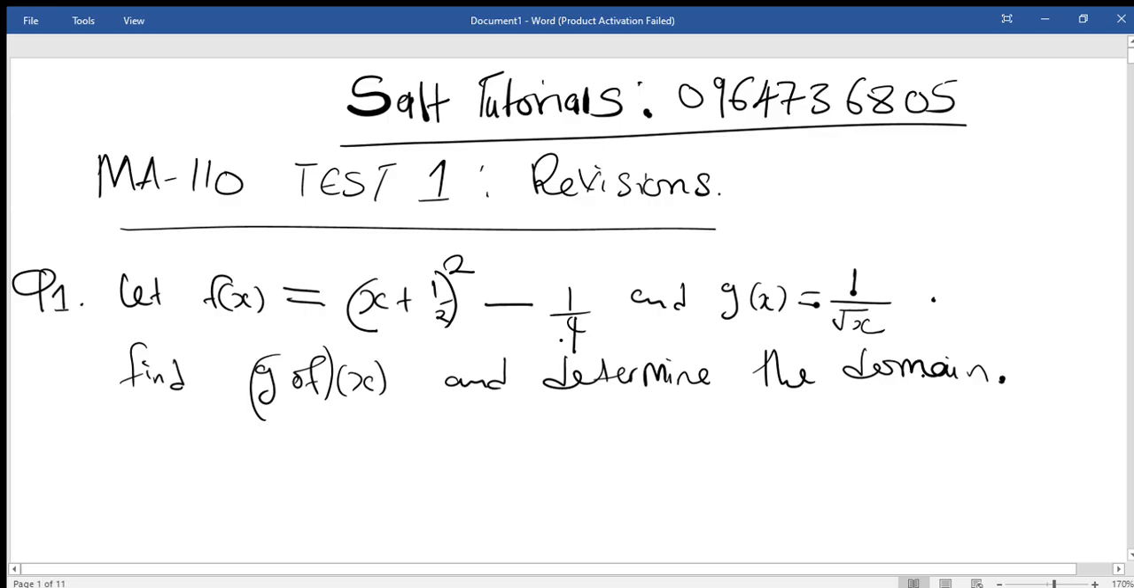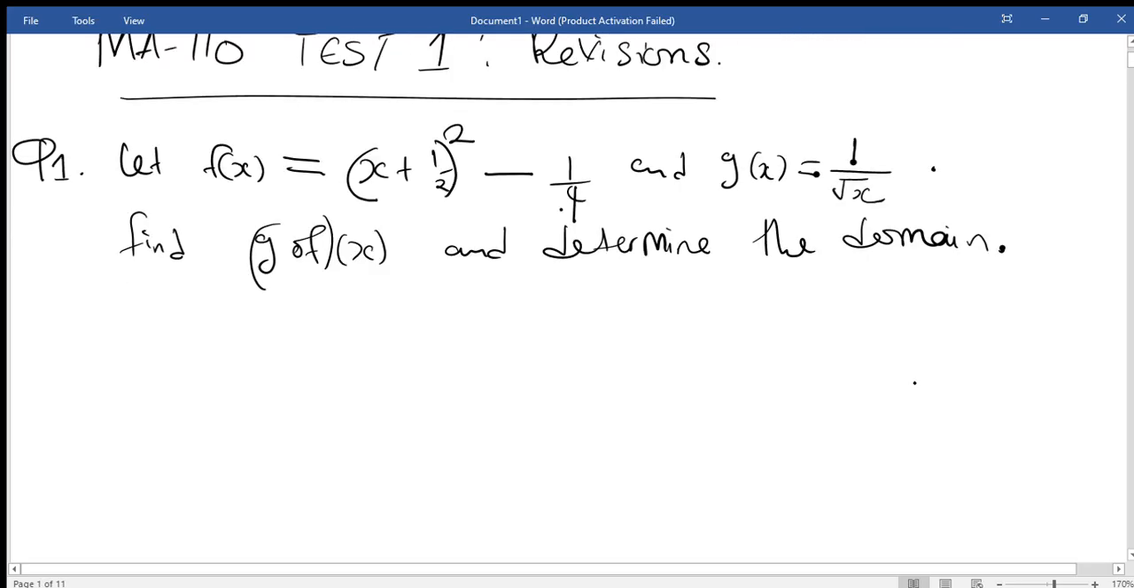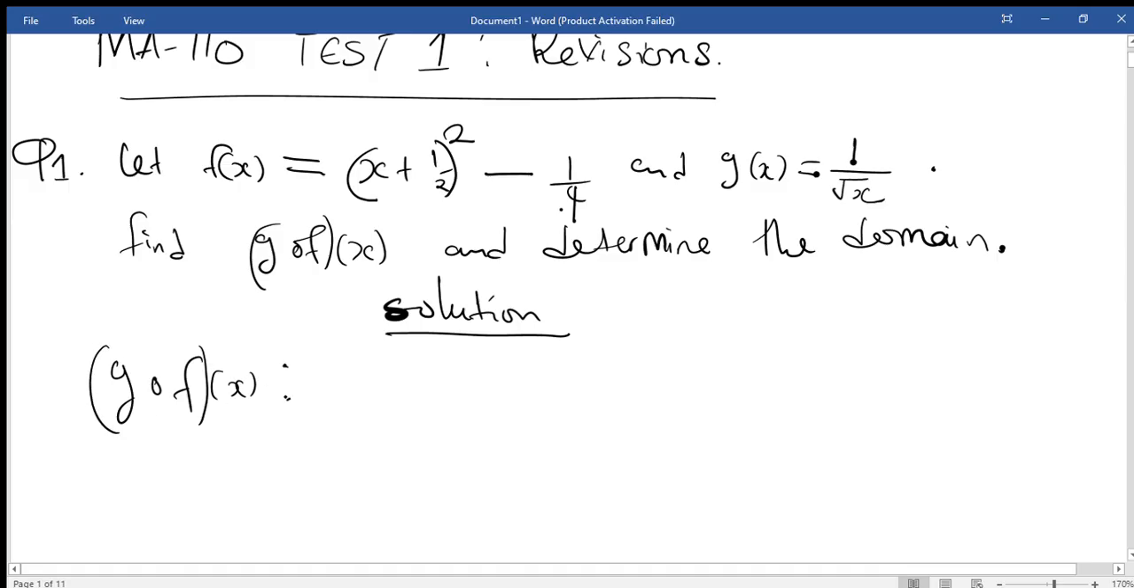If we let f of x be equal to that function, and we also let g of x be equal to that function, then in the functions given, find g of f of x and also determine the domain. What are the key concepts you have to understand from this question? Number one, we are looking for g of f of x. So these are composite functions. I'm sure we can remember what composite functions are.